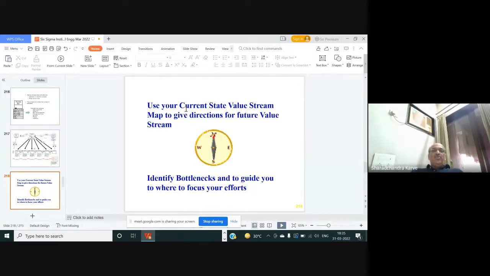So use your current state value stream map to give direction to your future value stream. Once you do the current state value stream mapping, you will automatically understand what needs to be done. And once you identify those bottlenecks, you can guide and design a future value stream process to focus your efforts.